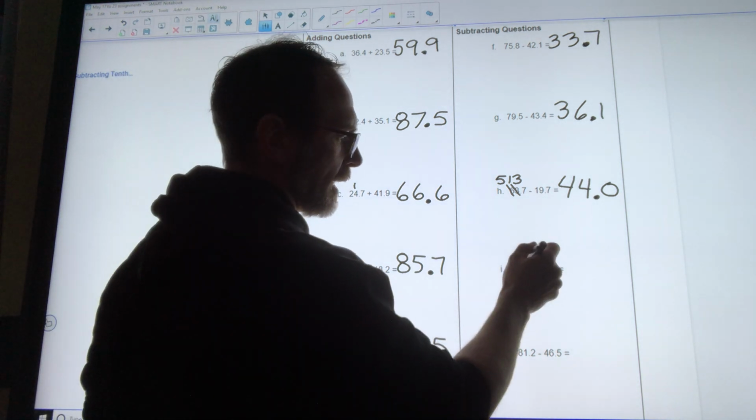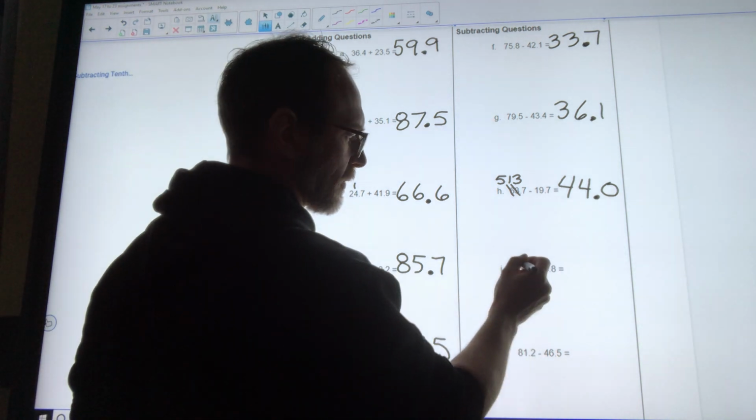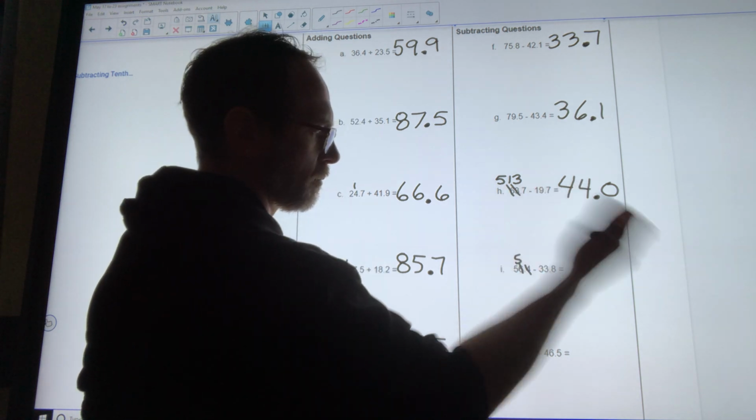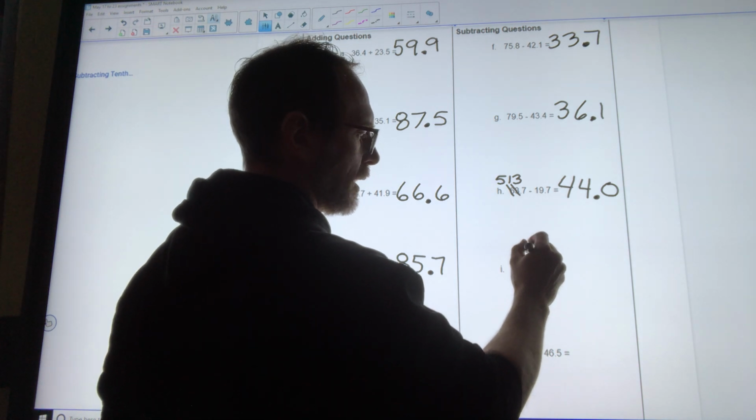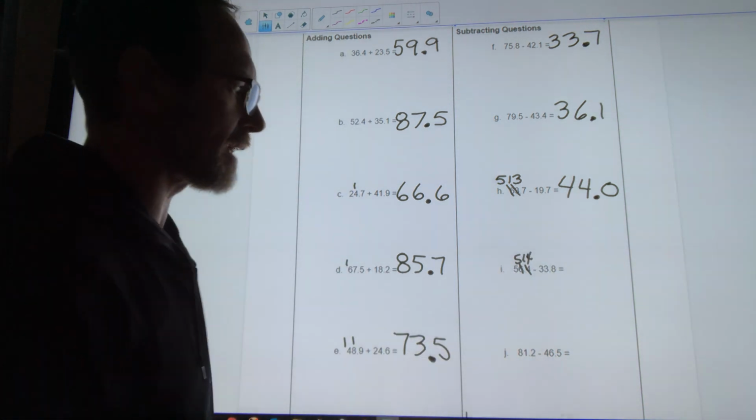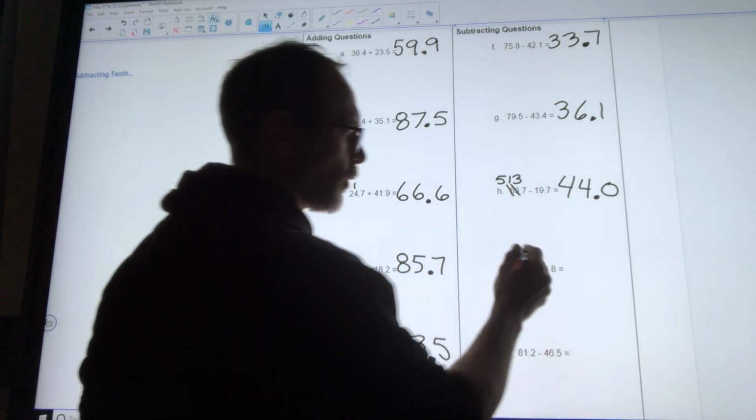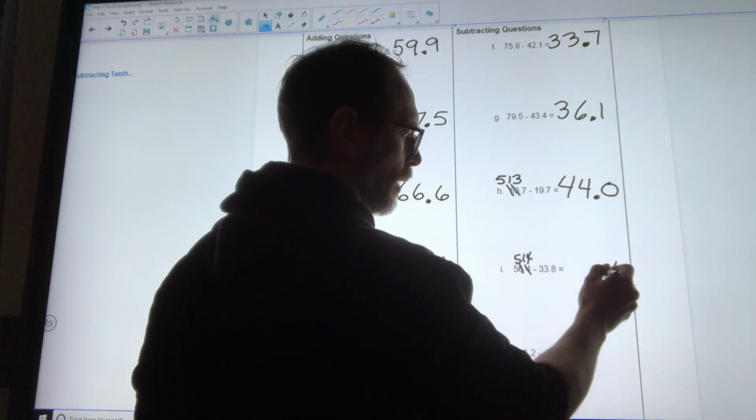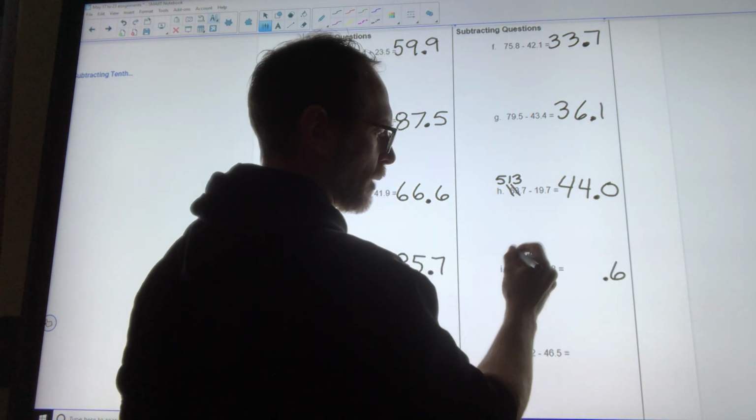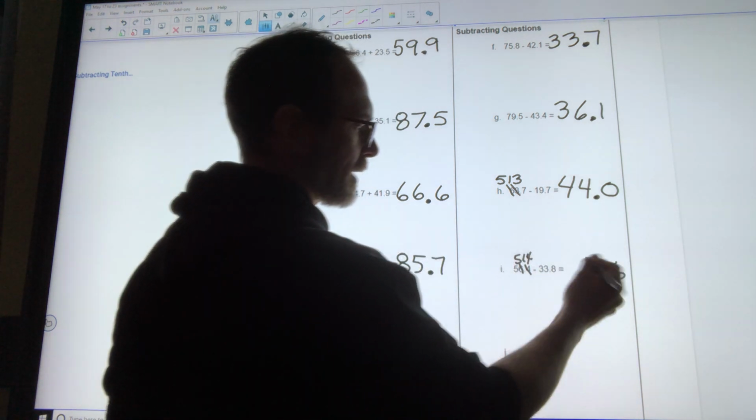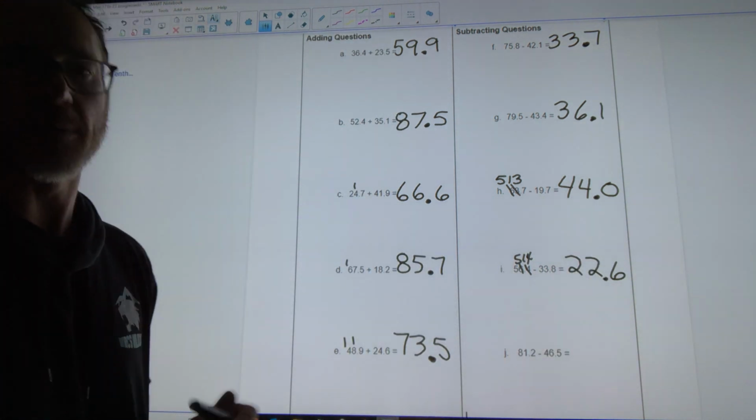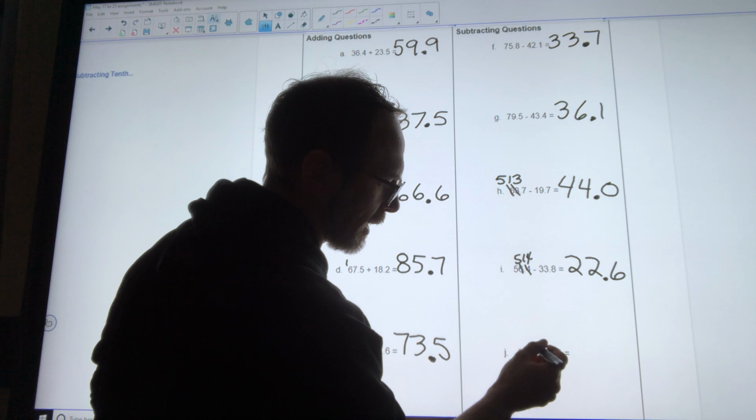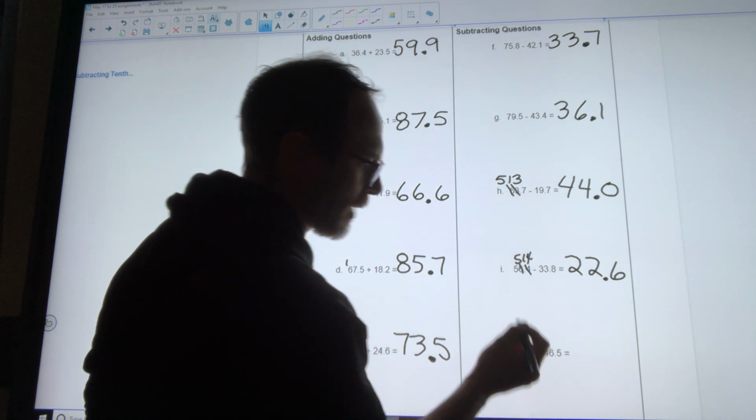For I, I have 4 minus 8 in the tenths place. So I'm going to have to borrow. I'm going to make this 6 a 5. And I'm going to move my 1 over to the tenths place. So now, instead of 4 tenths, I have 14 tenths. So 14 minus 8, that's 6. Then 5 minus 3 in the ones. So I'm going to put my decimal there to show this is the ones place. That's a 2. And 5 minus 3 in the tens place is 50 minus 30 is 20, right? So 22.6.